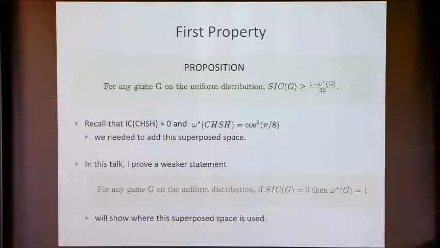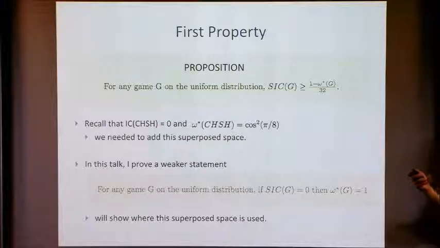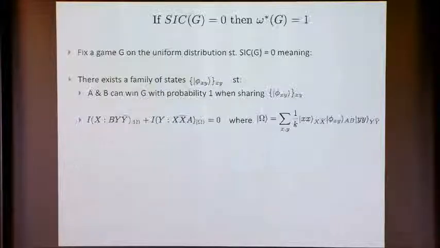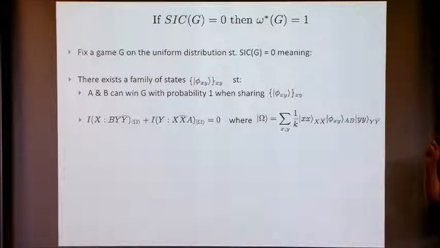Then it's a small leap of faith to know that if it worked for 0, then it works for epsilon. Right? So what does it mean? Fix a game G whose superposed information cost equals 0, meaning that there exists a family of states of this form such that two things hold. Alice and Bob can win with probability 1 when sharing these states, and if they share this other state with these superposed inputs, this doesn't give away any information about each other's inputs. That's just the definition.